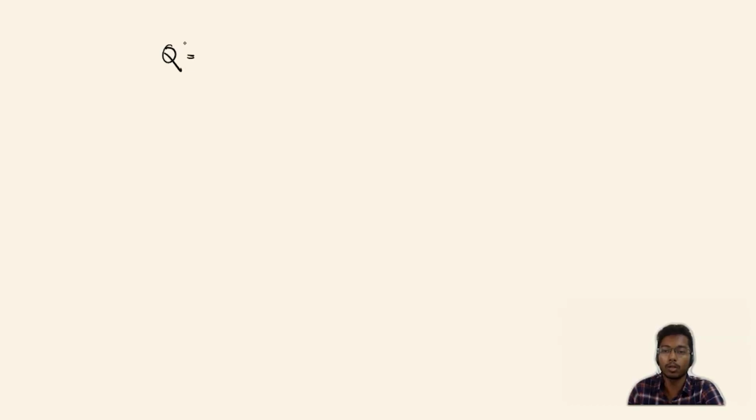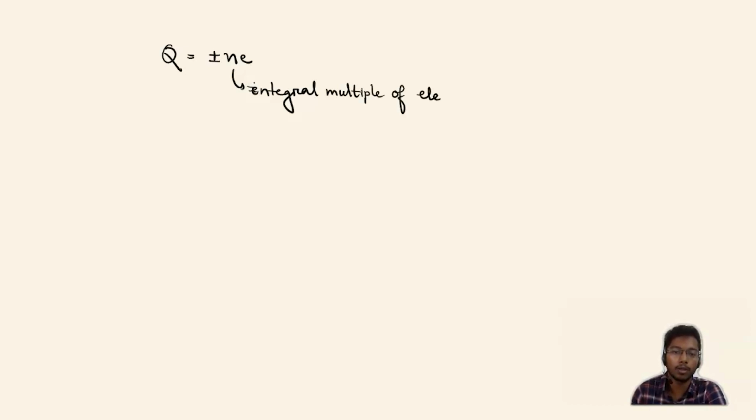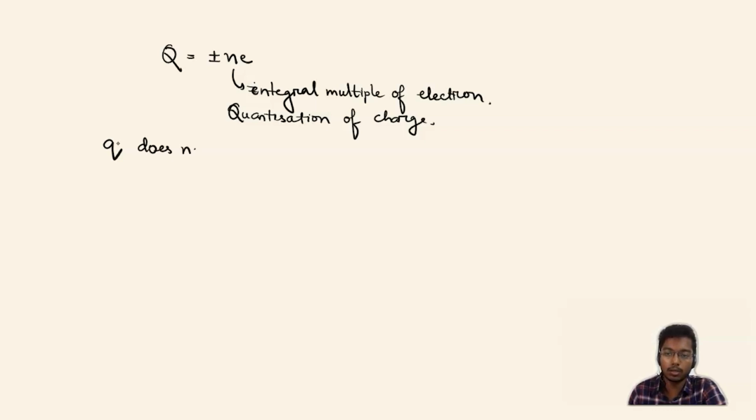Charge q is equal to plus or minus n e. What is n here? Charge is an integral multiple of the electron charge. This is also known as quantization of charge. Charge does not depend on velocity.